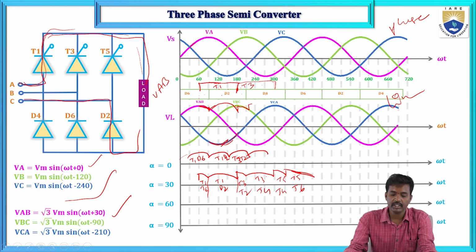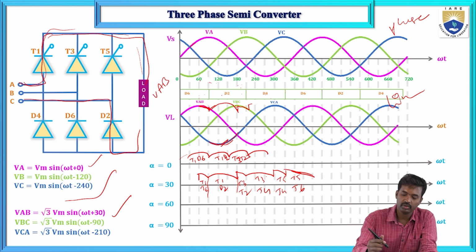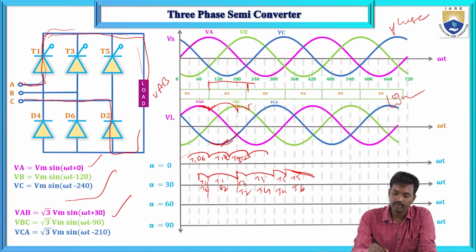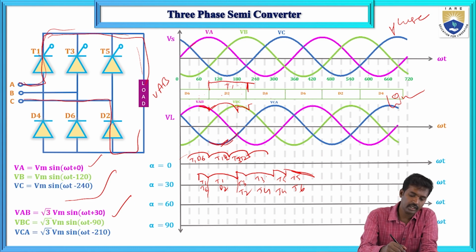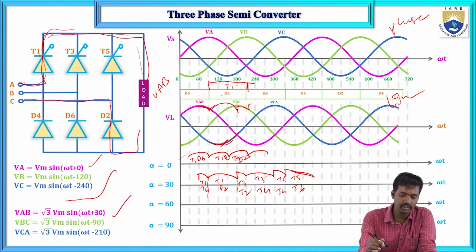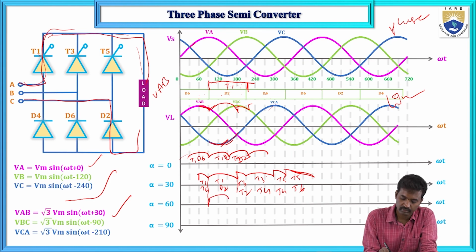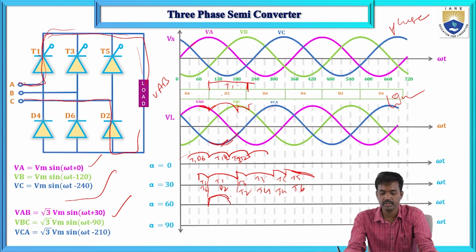Similarly, for 60 degrees, the SCR will conduct from 90 to 210. So 90 plus 120 means here 210. This is T1. T1 and D2 will conduct. So T1 and D2 thyristors will conduct means here that is VAC. VAC means completely opposite to this one. Completely opposite to this one.